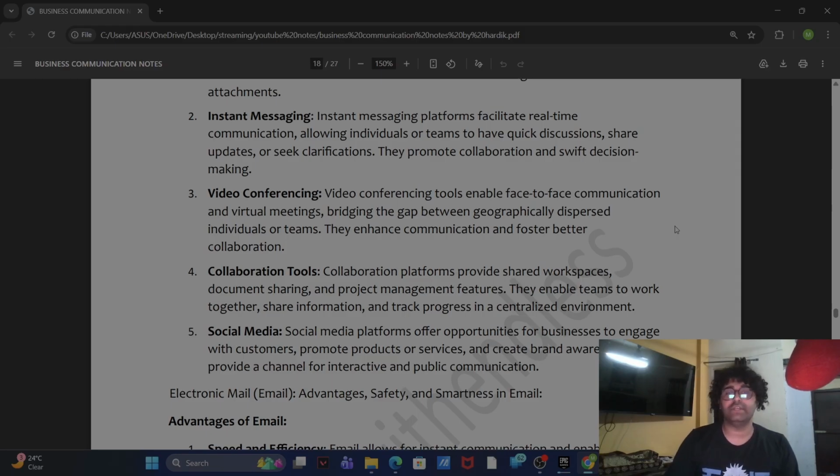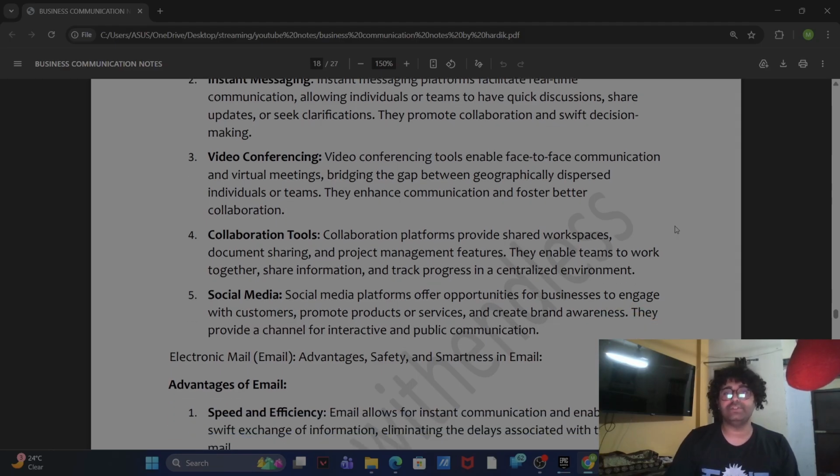Video conferencing. Video conferencing tools enable face-to-face communication and virtual meetings, bridging the gap between geographically dispersed individuals or teams. They enhance communication and foster better collaboration. Collaboration tools. Collaboration platforms provide shared workspaces.